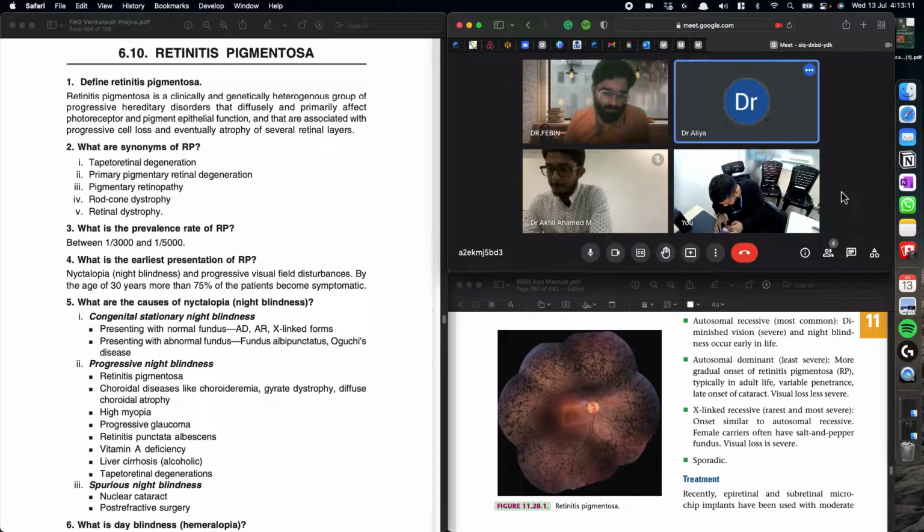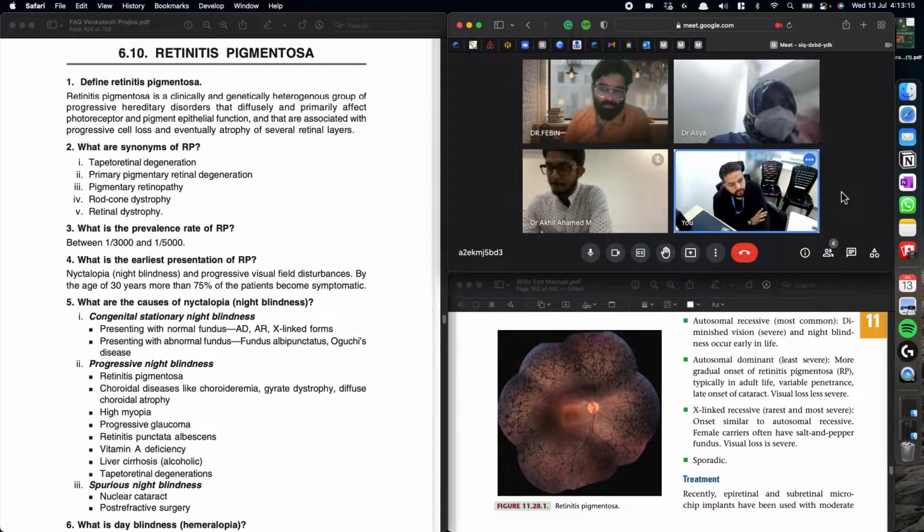Attenuation of the arteries. Yes. Yeah, that's the third most important point. Having said these three things, you are good to go.